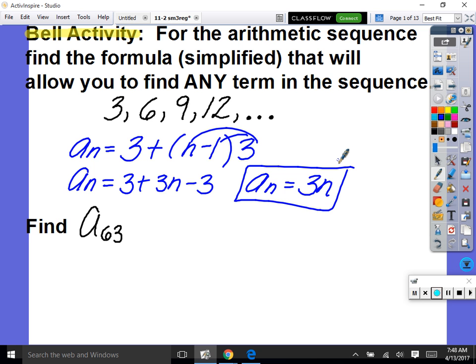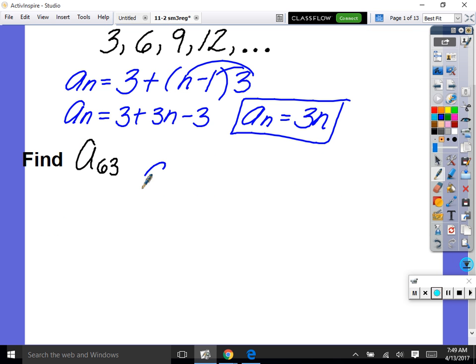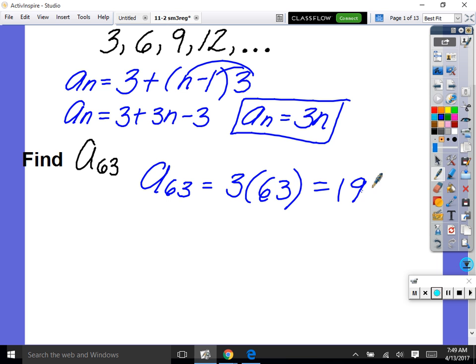That formula allows you to easily find any term in the sequence, so you plugged in 63. So a sub 63, the 63rd term, would be 3 times 63, which is 189. Awesome. Way to go, really good. Okay, we're going to be doing this same thing. I was walking around and saw that I got those two numbers a little bit backwards. Okay. That's what it is, really. 189. Very good. Good catch.